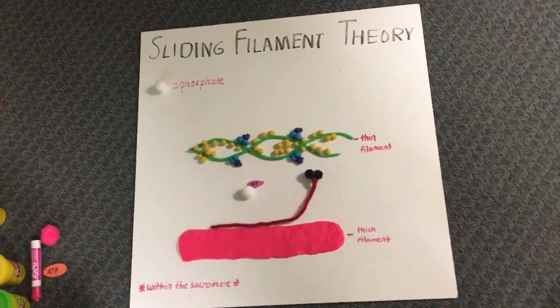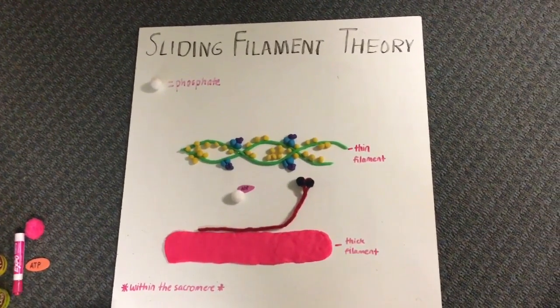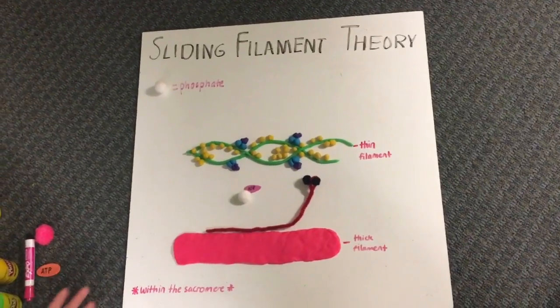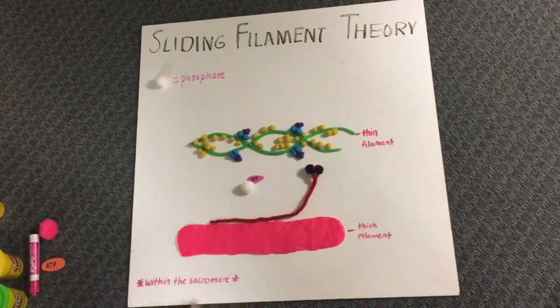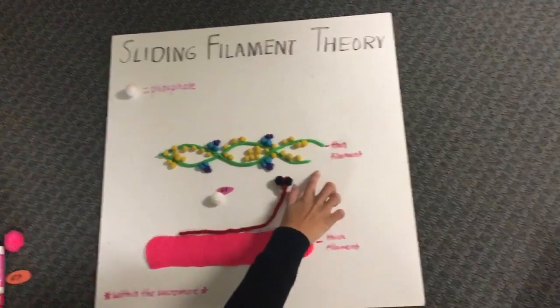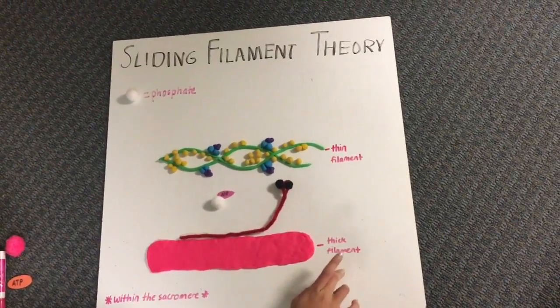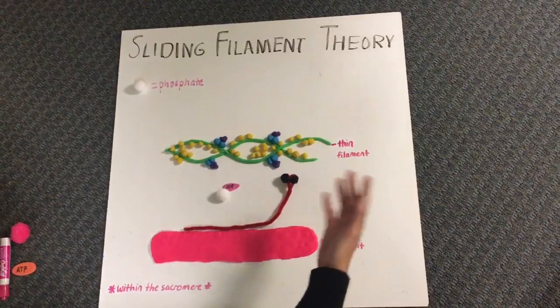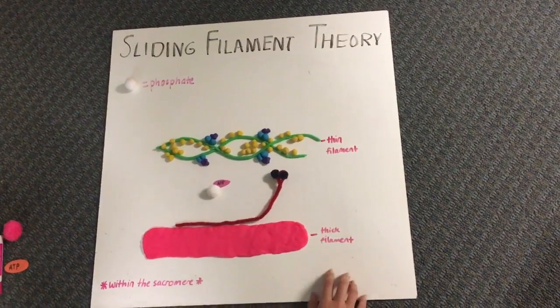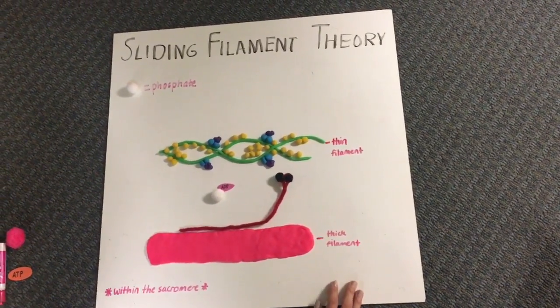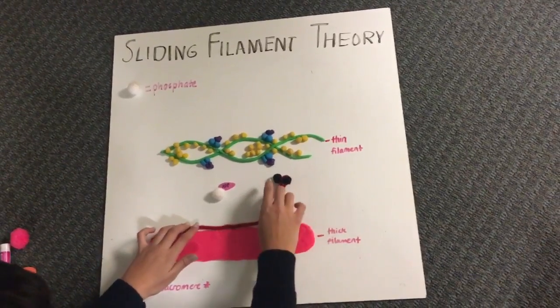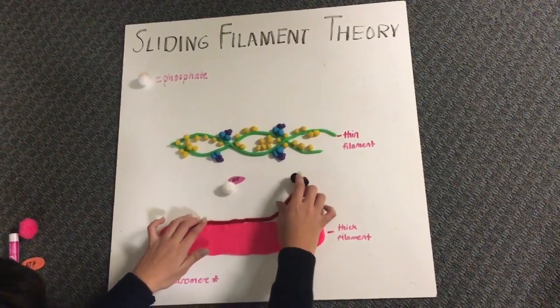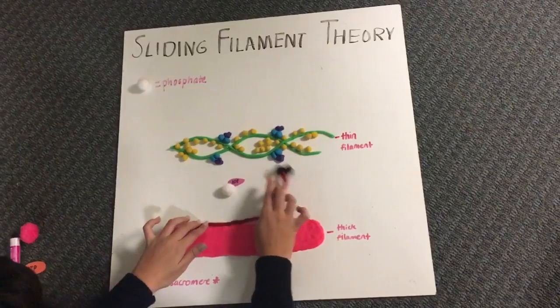Okay, so now we're going to actually talk about how the sliding filament theory occurs. It occurs within the myofibril structure, which is also called a sarcomere. Here we have a thin filament and a thick filament, which are different within structure and size. This is the myosin, and this is the myosin head. Attached is an ADP phosphate.